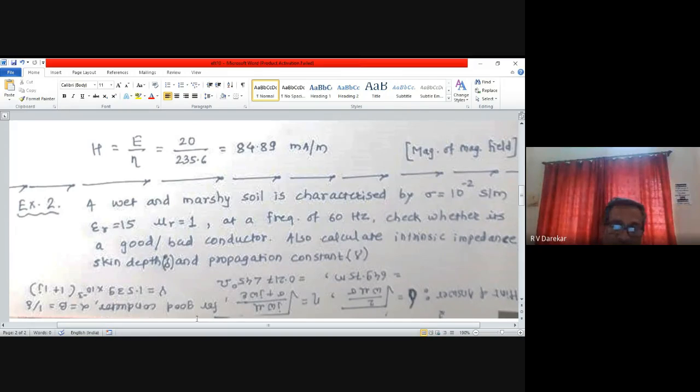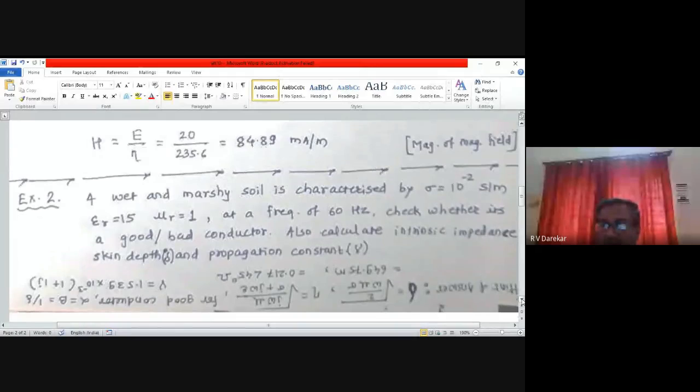Also, you have to determine whether it is a good conductor or a bad conductor. After that, you have to calculate the propagation constant gamma. We have to consider alpha equal to beta if it is a good conductor, and you have to calculate the value of gamma. I hope every student will be able to calculate the answer.